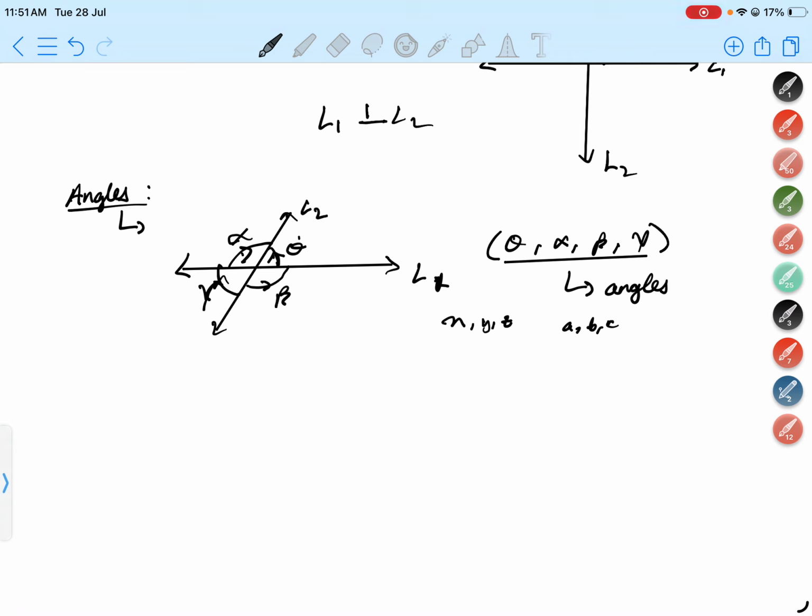So this is one angle, this is another angle, this is a third angle, this is a fourth angle made when two lines intersect each other.